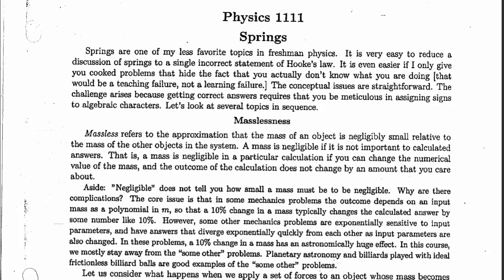However, there are other mechanics problems that are exponentially sensitive to input parameters and that have answers that diverge exponentially quickly from each other as input parameters are changed. In these problems, a 10% change in mass does something huge. In this course, we mostly stay away from these other problems. Billiards is a good example of a case in which input parameters can be very sensitive.